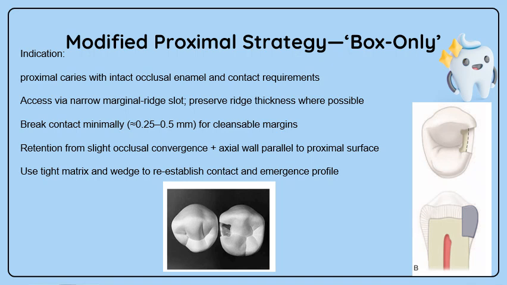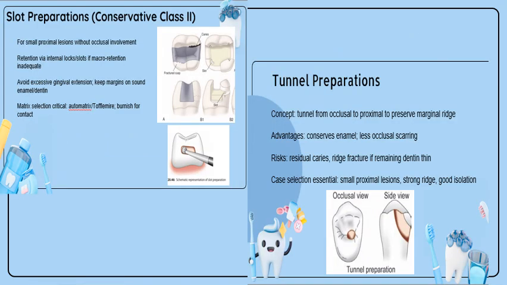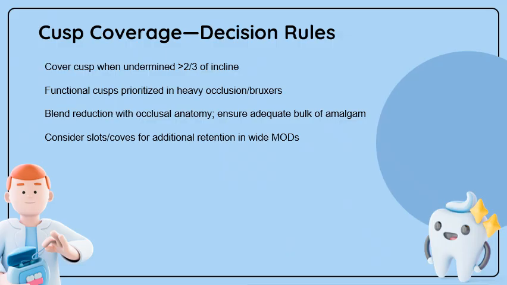Here, instead of removing the entire marginal ridge, access is gained through a small slot, preserving as much tooth structure as possible. We also have a slot preparation for class 2 lesions without involving the occlusal aspect, and tunnel preparation, which allows us to approach the proximal lesion while conserving the marginal ridge. Of course, tunnel preparation requires careful case selection as thin ridges are prone to fracture.